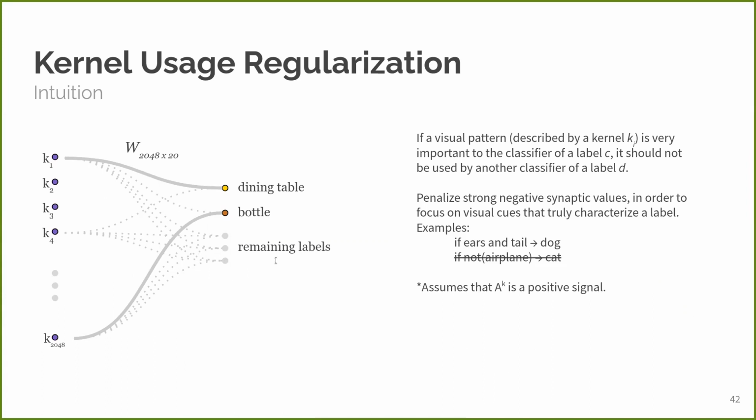The idea behind it is that if a visual cue is very important to the classification of a certain label C, then that same pattern should not contribute to the classification of the other labels. In other words, the occurrence of a dining table should not contribute to the classification of a chair. We also want to penalize the creation of strong negative synaptic values, so we focus on creating rules that directly associate the perception of some visual cue to the classification of a certain label. In other words, we don't create rules that classify labels based on the absence of certain objects.